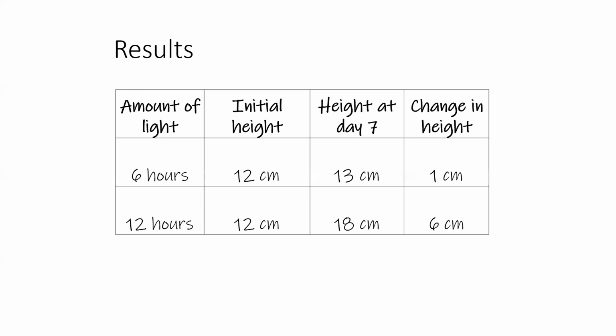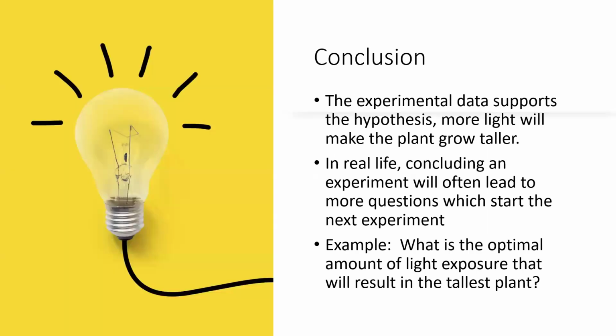These are the results. 6 hours, it grew from 12 centimeters to 13, only 1 centimeter change. 12 hours, it grew by 6 centimeters. And so based on this result, we can say the experimental data supports the hypothesis. More light will make the plant grow taller.